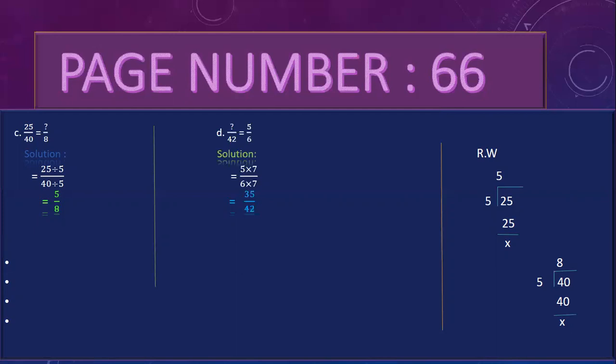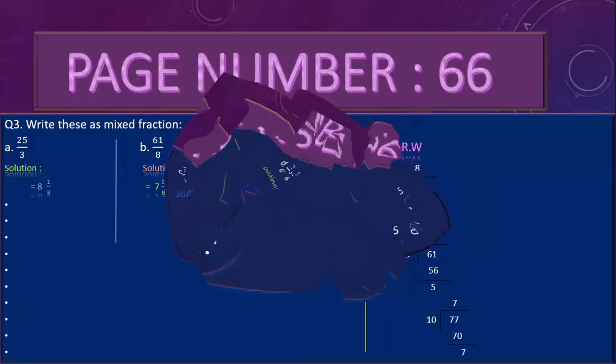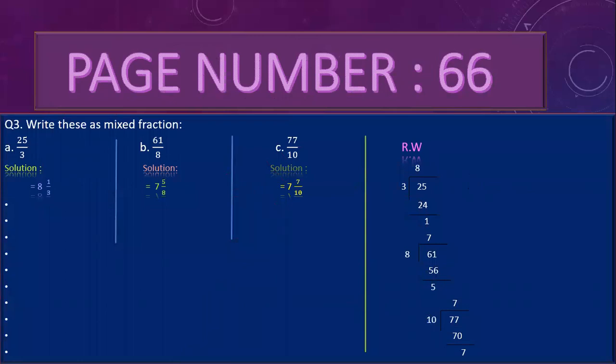Now question 2 is completed here. There are 4 parts of question 2 and all parts are included. Come to question 3. Wow, how easy this question is. You only convert into the mixed number, nothing else. Write these as mixed numbers.